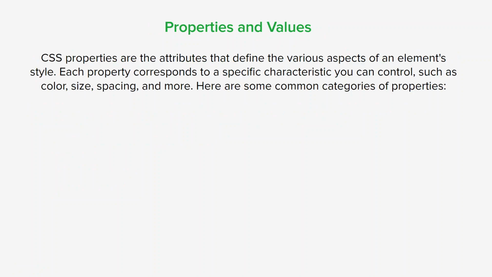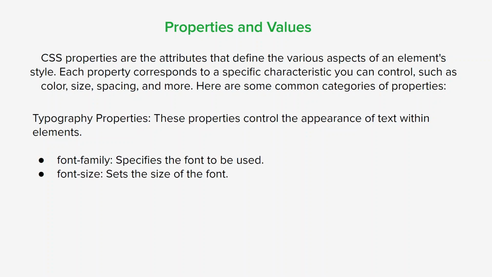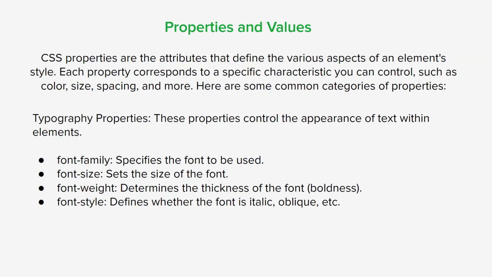So now let's talk about properties and values. CSS properties are essential components that allow you to control the visual elements and layout of HTML elements on a web page. There are different categories of properties, and typography properties control the appearance of text within elements, things like font family, font size, font weight, font style, and color.